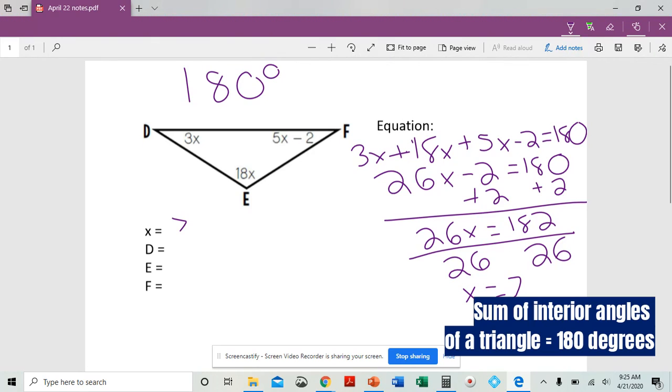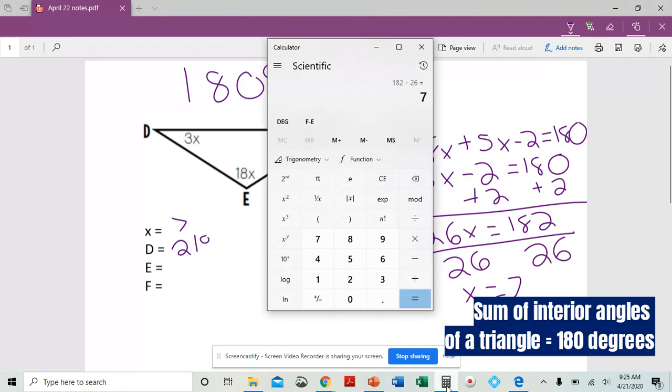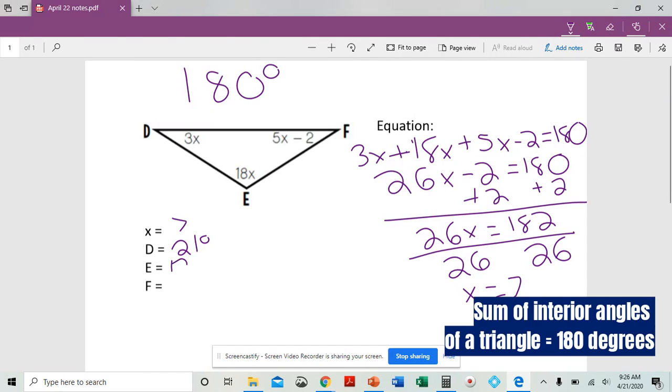Now we need to plug that into each expression here and figure out the angle measurement of each one of our angles. So we say that angle D is 3 times 7, which is 21 degrees. Angle E is 18 times 7. It's going to give us 126 degrees. And angle F is 5 times 7 minus 2, so 35 minus 2, which is 33.